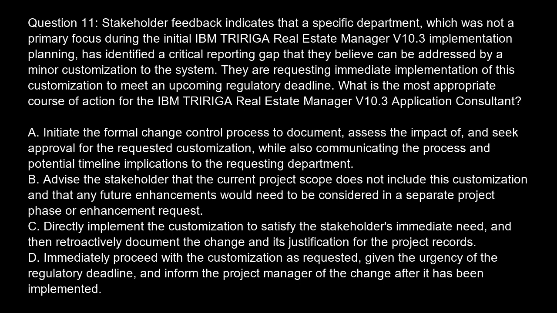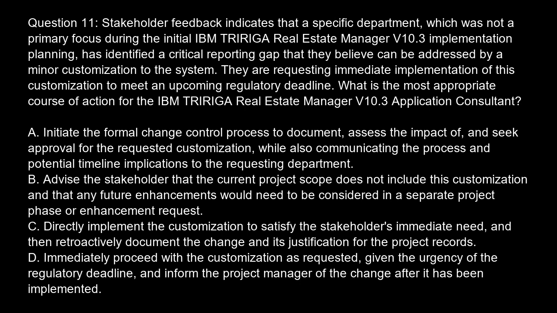Initiate the formal change control process to document, assess the impact of, and seek approval for the requested customization, while also communicating the process and potential timeline implications to the requesting department. Option B. Advise the stakeholder that the current project scope does not include this customization and that any future enhancements would need to be considered in a separate project phase or enhancement request. Option C. Directly implement the customization to satisfy the stakeholder's immediate need, and then retroactively document the change and its justification for the project records.